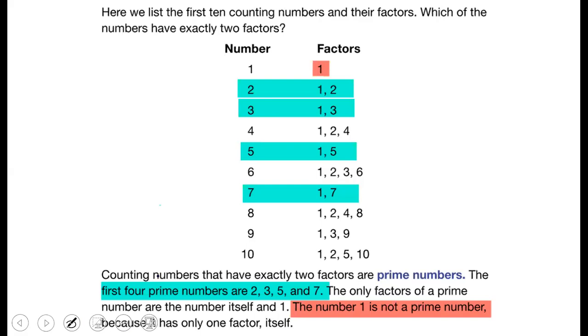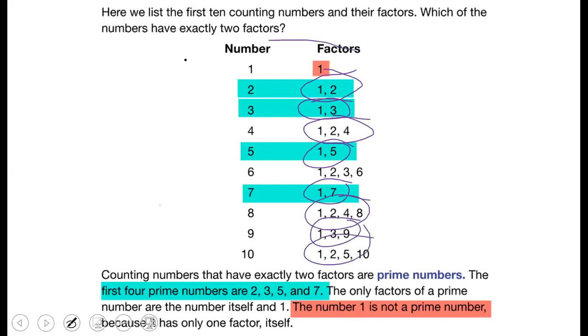In order to be prime, you have to have 2 numbers that'll go into it, and only 2. That makes it prime. And to be composite, you have to have more than 2. Well, our number 1 here, it doesn't fit any of those. So number 1 is not prime and it is not composite. 1 is just 1.